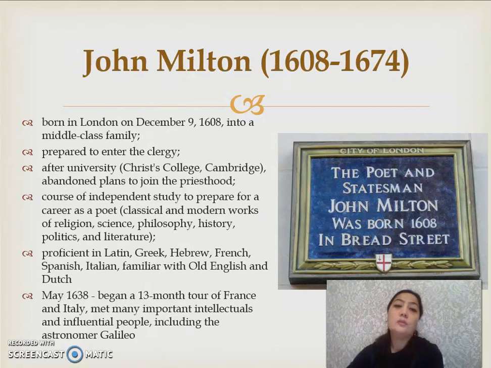And now let's talk about John Milton, another great representative of the 17th century literature. He was born in 1608 and died in 1674. He was born in London into a middle-class family. He first prepared to enter the clergy, but after university he abandoned his plans to join the priesthood. He took the course of independent study to prepare for a career as a poet, so he studied classical and modern works of religion, science, philosophy, history, politics, and literature. He was proficient in Latin, Greek, Hebrew, French, Spanish, Italian, and familiar with Old English and Dutch.